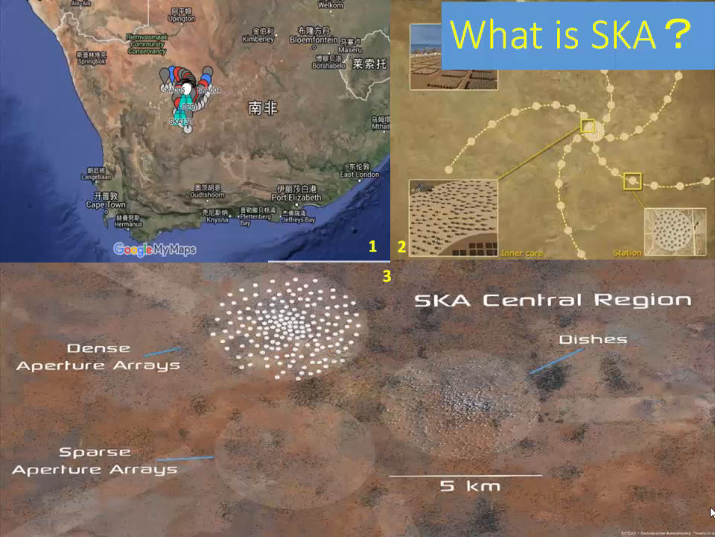What is SKA? SKA is the radio telescope array now being built in South Africa and Australia. The total collection area will be larger than 1 square kilometer, which is how it got its name. This is a picture of SKA Phase 1 in South Africa, this is a zoom-in picture, and this is the central region.